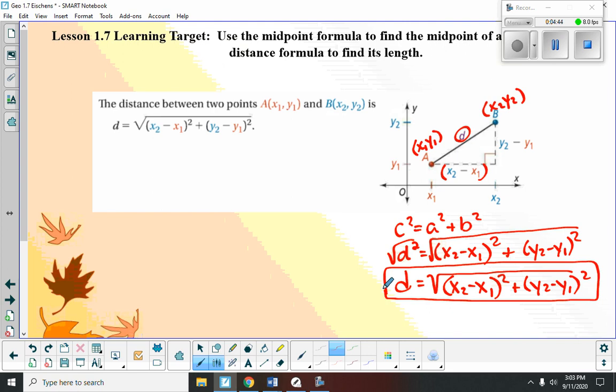Basically, what we're doing here is we're subtracting the x values, and then you square that answer. And you subtract the y values and square that answer, and you add those numbers together, and then you take the square root.